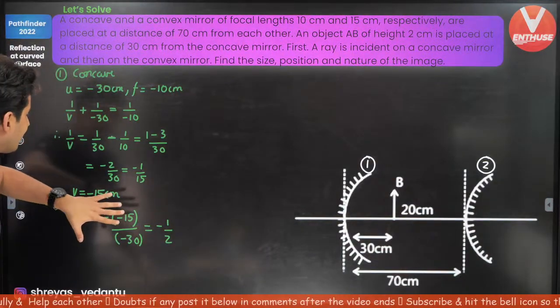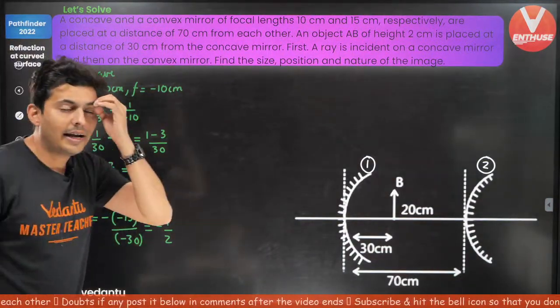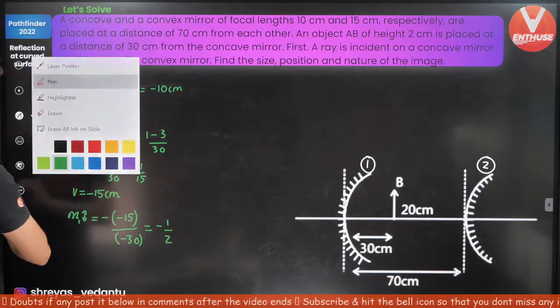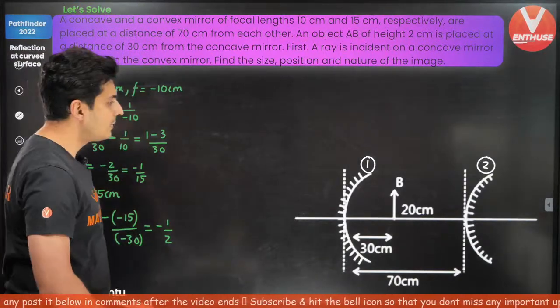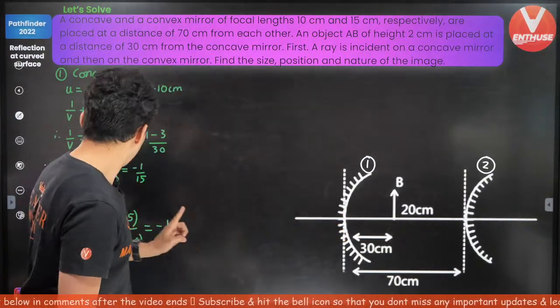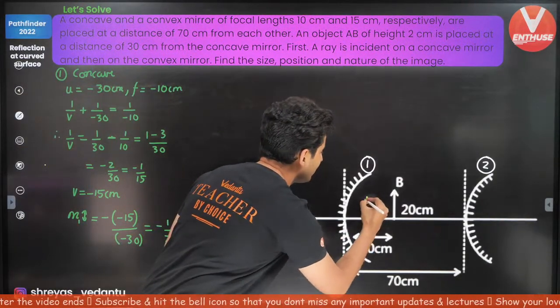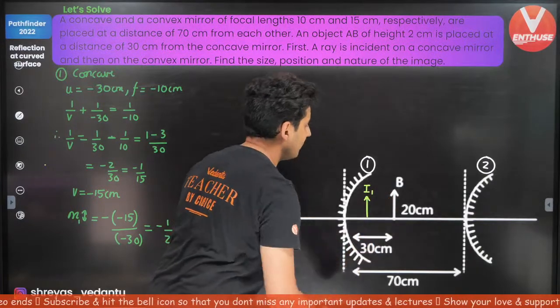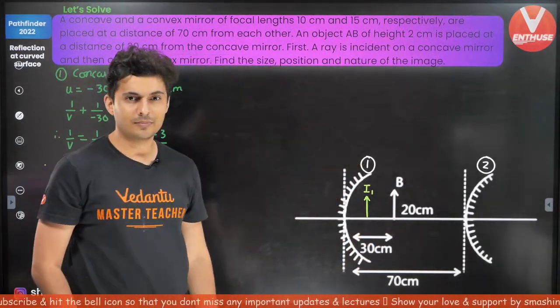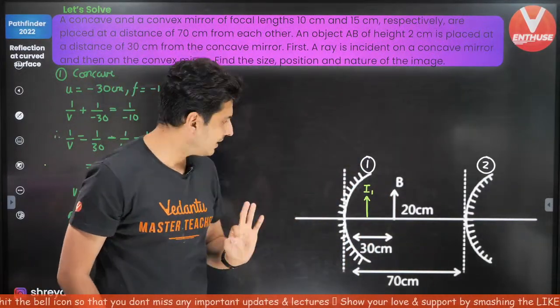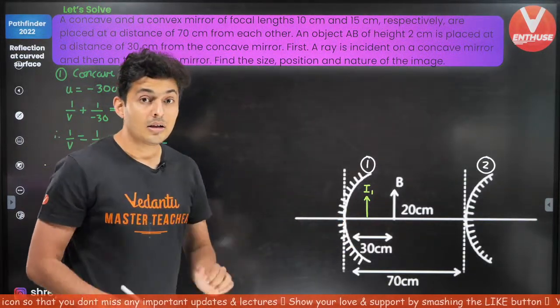Now, once you get V as minus 15, try to picturize it. Where do you think the image is formed? Minus 15, right? So the image will be formed over here. This is where the image is formed from the first reflection, somewhere here at 15.